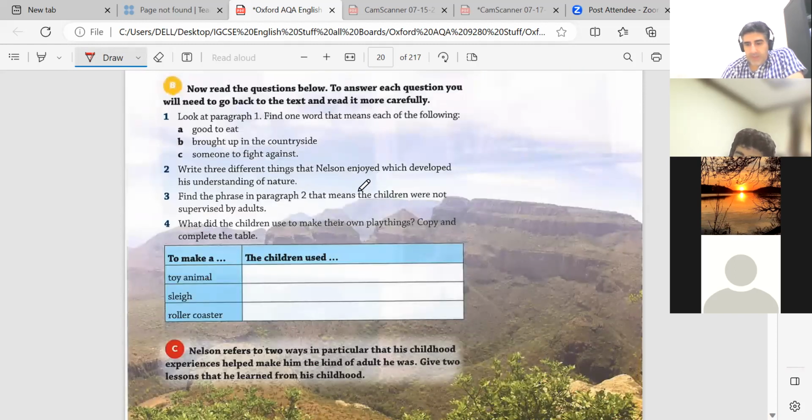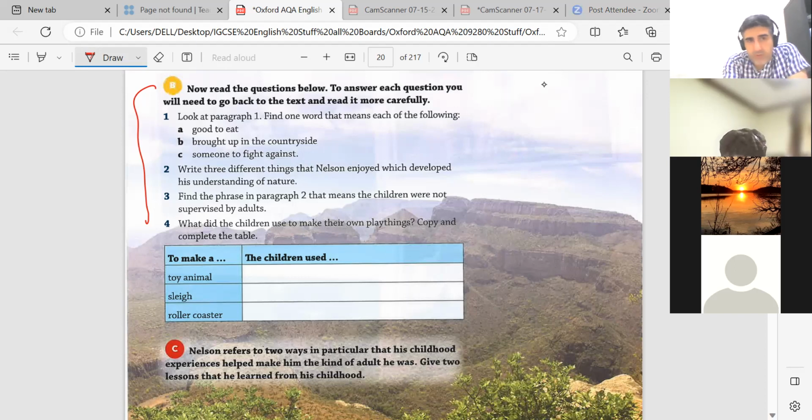Now, exercise B, please do it as homework for scanning. We finished skimming together. Now you are familiar with the main idea in each paragraph. Exercise B is based on the scanning strategy. Read the question and look for the answer.